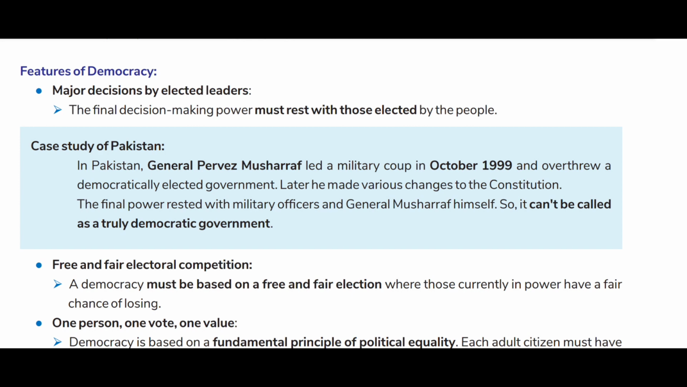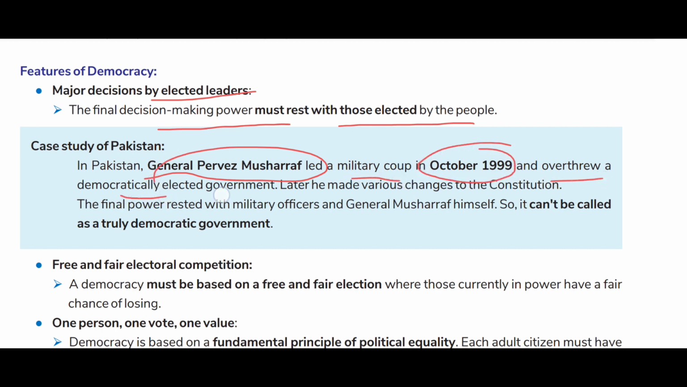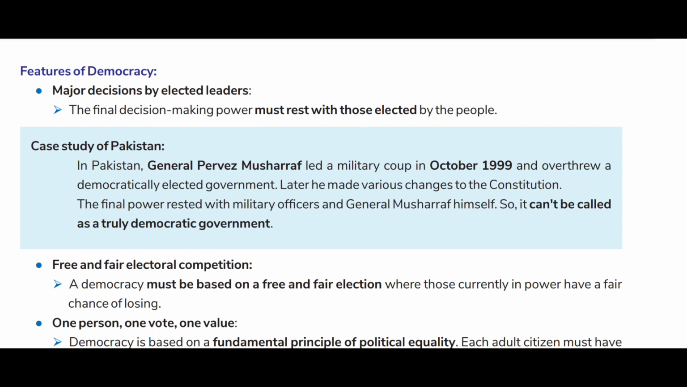Features of democracy. Major decisions by elected leaders. The final decision-making power must rest with those elected by the people. Case study of Pakistan. In Pakistan, General Pervez Musharraf led a military coup in October 1999 and overthrew a democratically elected government. Later, he made various changes to the constitution. The final power rested with military officers and General Musharraf himself, so it cannot be called a truly democratic government.